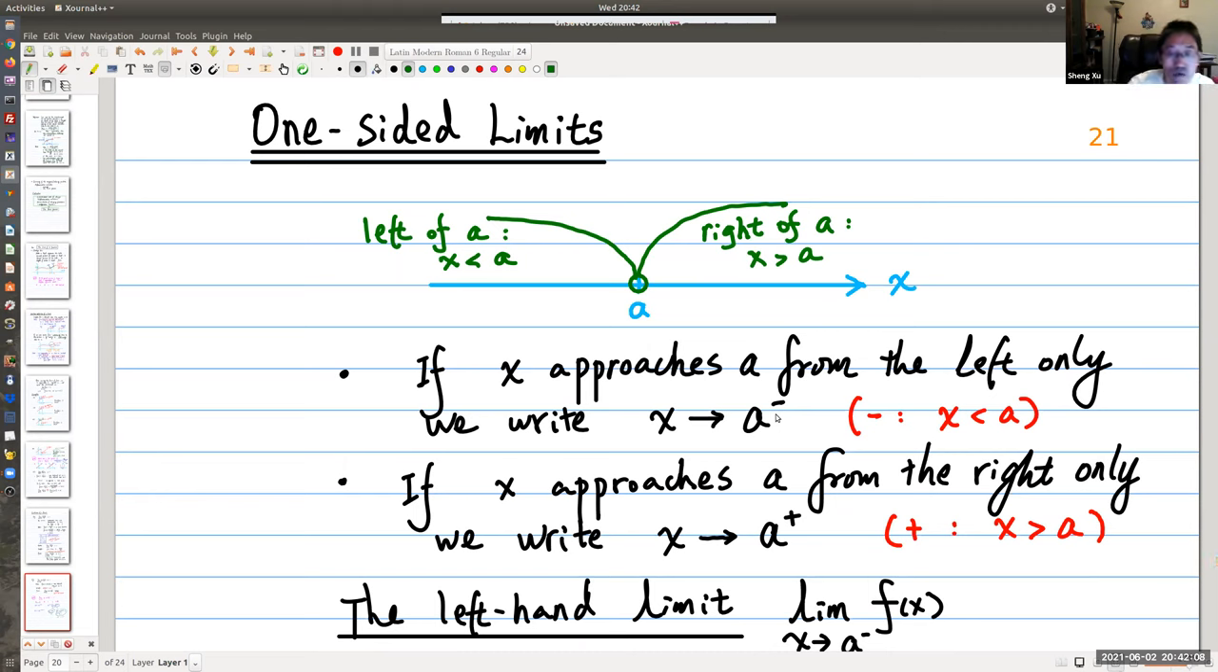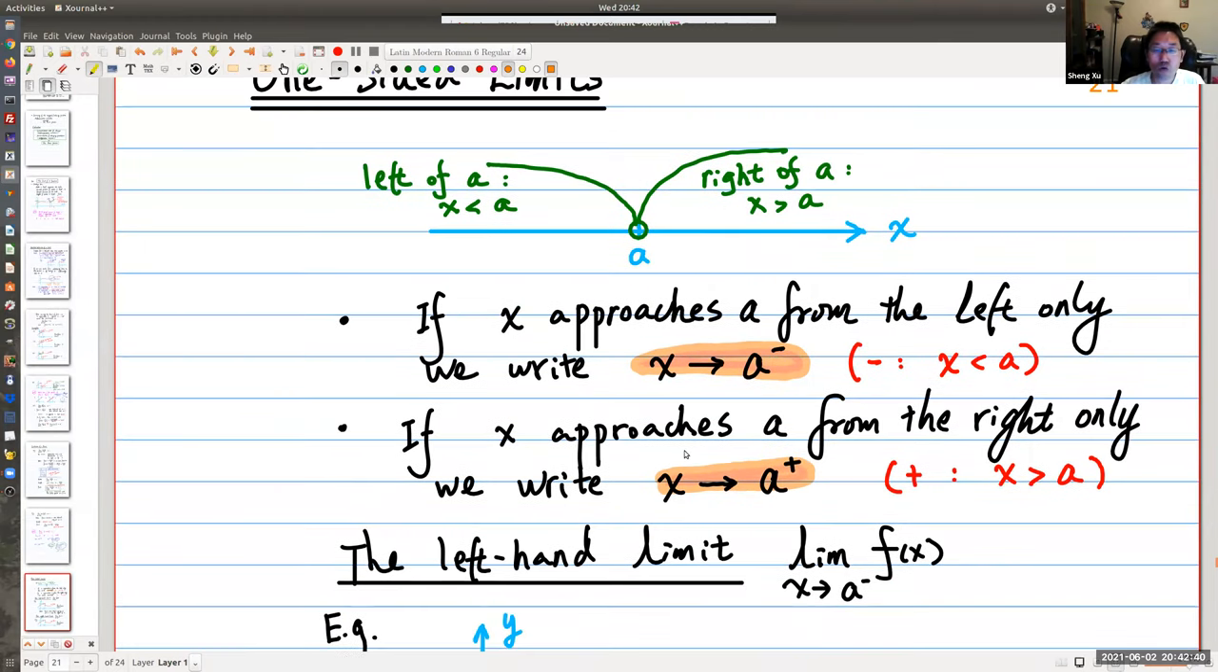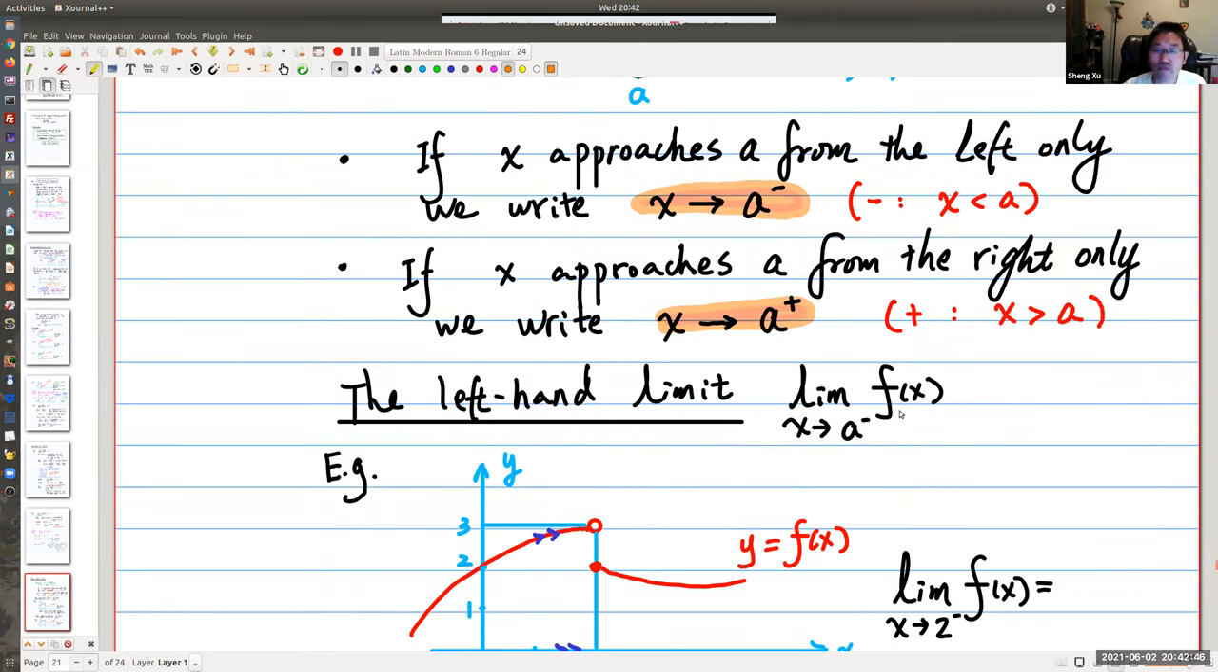This notation, x approaches a minus, means x approaches a from the left. Minus means it's smaller than a, so x is less than a. If we let x approach a only from the right, so x is bigger than a but getting closer and closer to a, then we write x approaches a plus. Now we can define the so-called left-hand limit and right-hand limit. The limit of a function f of x as x approaches a minus. Keep in mind, a minus means from the left, so it's smaller than a.